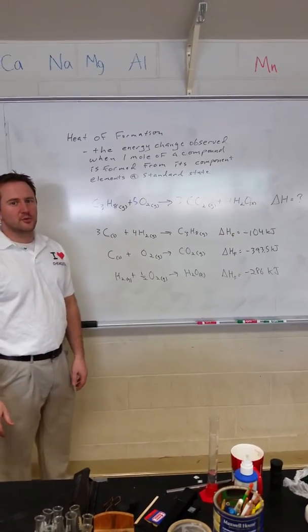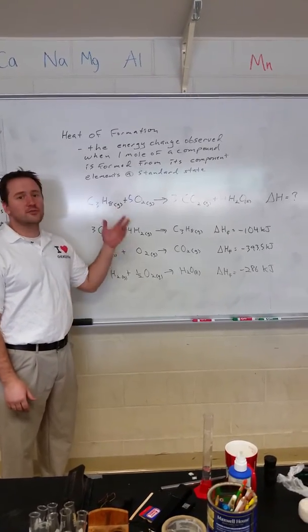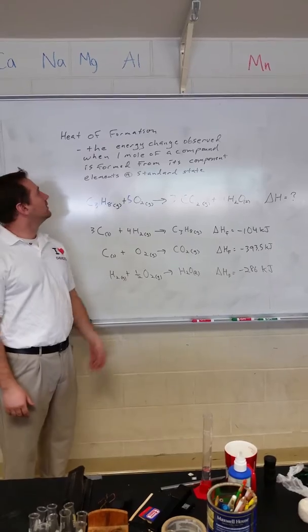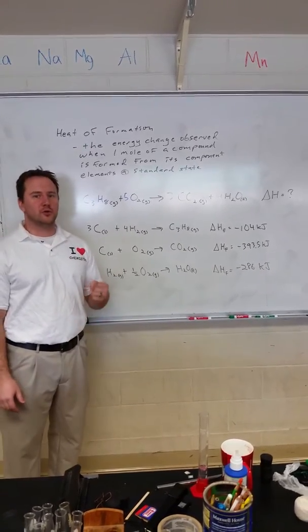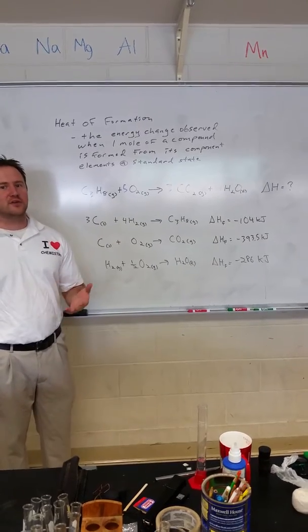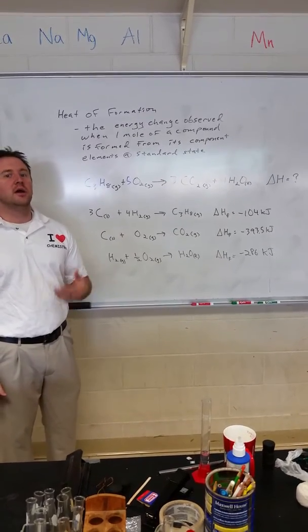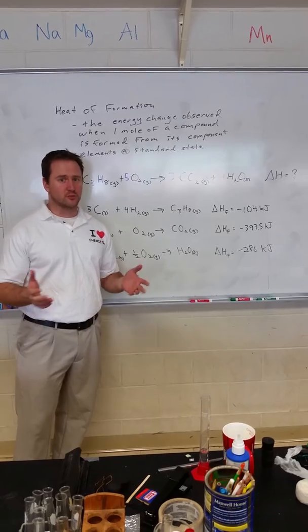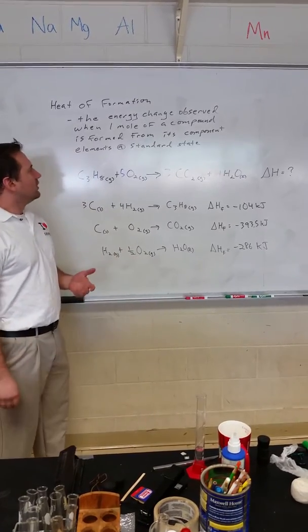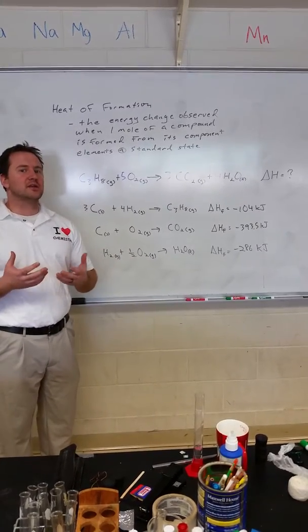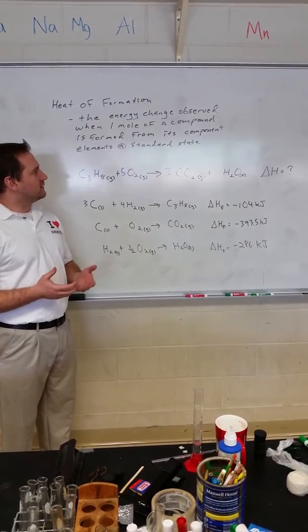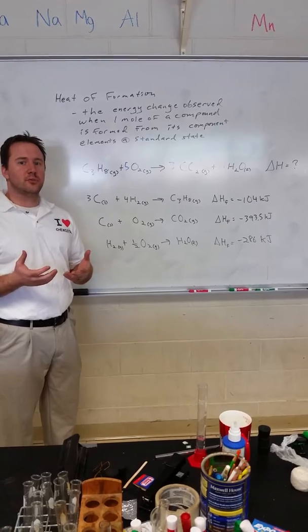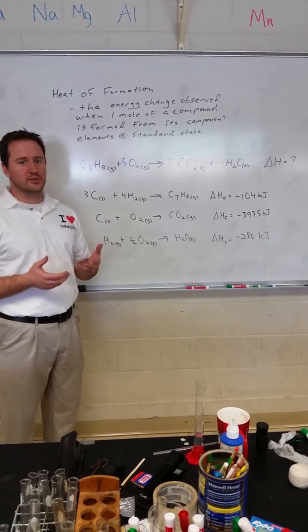In today's thermochemistry lesson, we're going to learn about heats of formation. A heat of formation is the energy change observed when 1 mole of a compound is formed from its component elements at their standard state, which is 1 atmosphere and 25 degrees Celsius, so essentially room conditions. So you can use these values to calculate the energies for reactions by subtracting the enthalpy of formation of the reactants from the enthalpy of formation for the product.